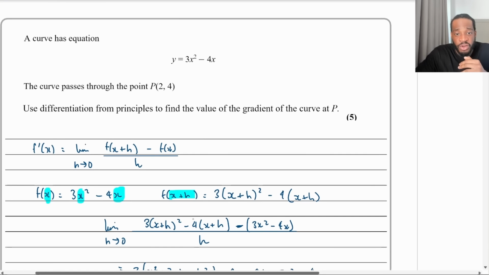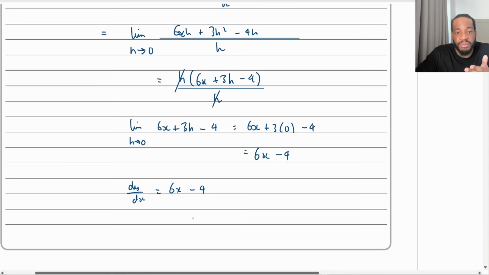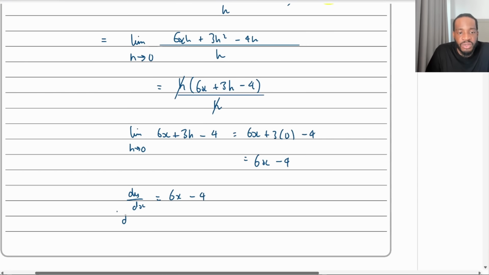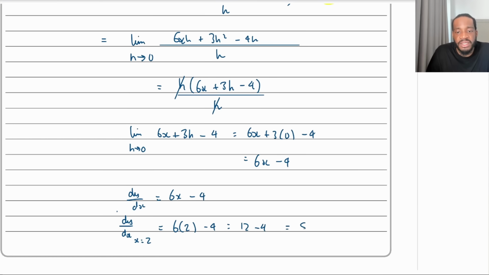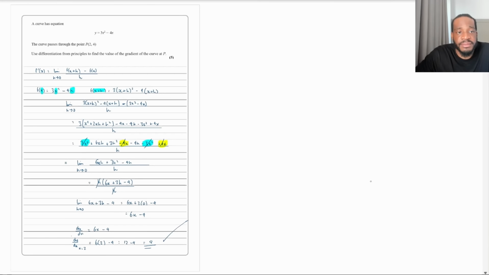We want to find the value of the gradient of the curve at P. That's when x is equal to 2. What I'm going to do now is simply plug into there. So dy dx when x equals 2 is going to equal 6 lots of 2 minus 4, which is 12 take away 4, which is equal to 8. And that's it. That will give you the 5 marks. Done.